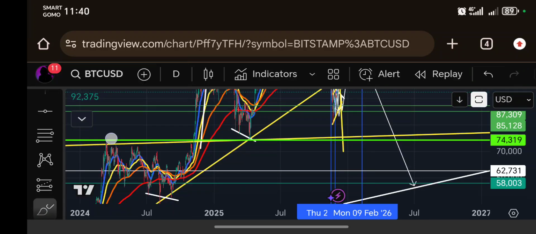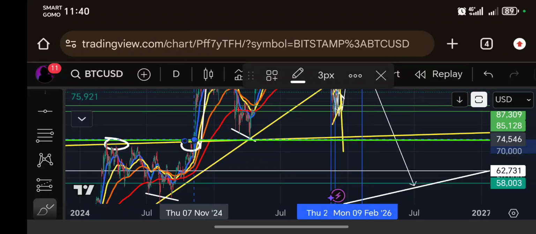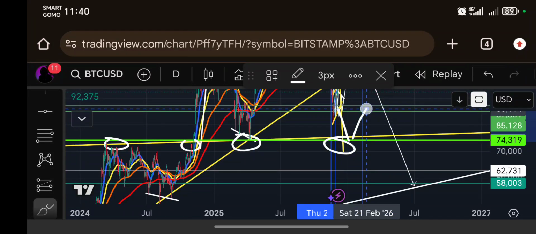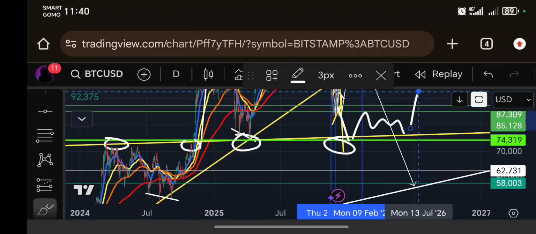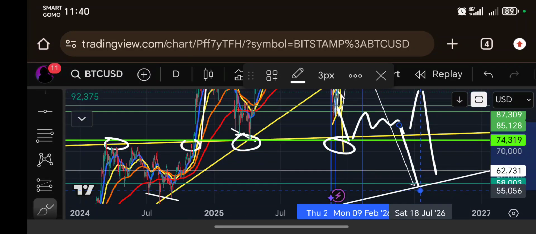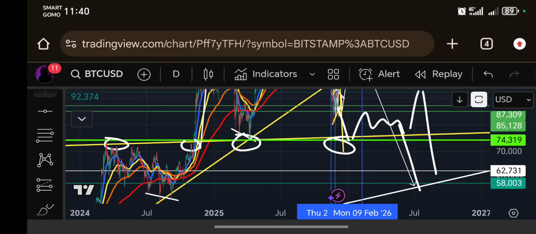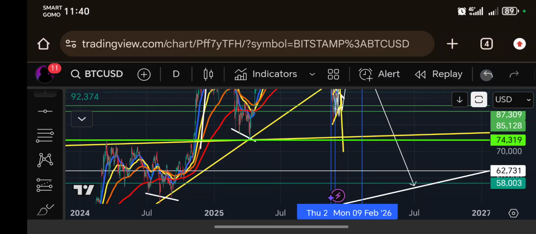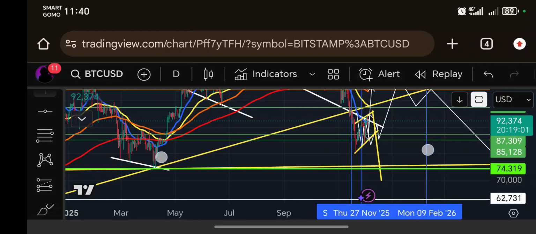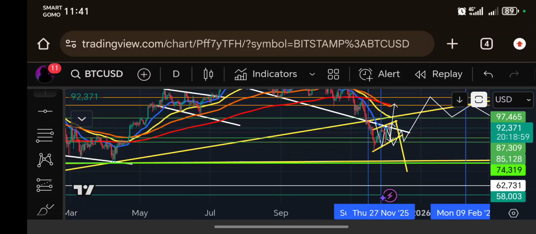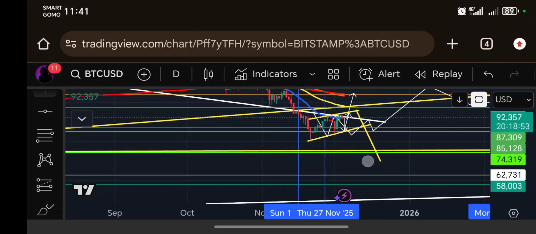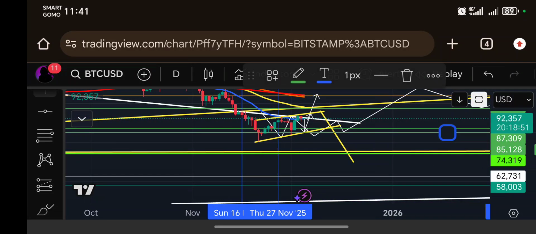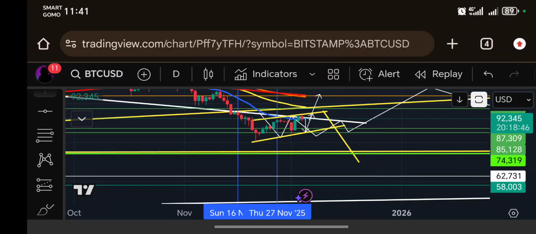How is that? Because we have resistance here, we have resistance here, we have support here, so maybe we can go all the way down here as your support. Then let's see how it plays out, if it comes back up or eventually we continue to go down. So eventually, if this thing happens, we are in a bear market. So expect 2026 to be your bleeding year, and the same goes for my other altcoins. So yeah, let's think about that.